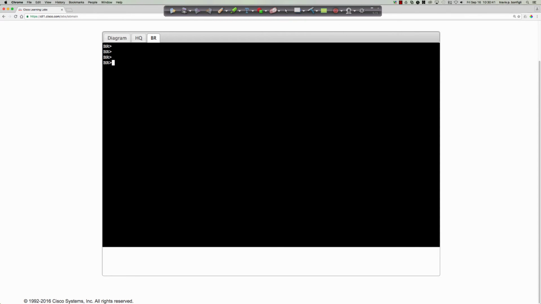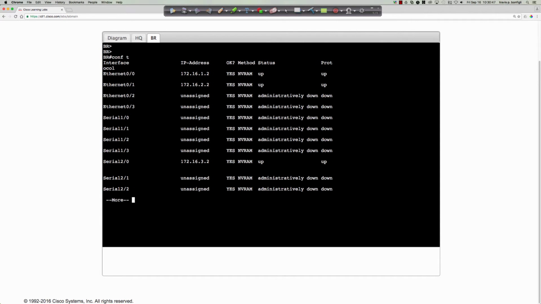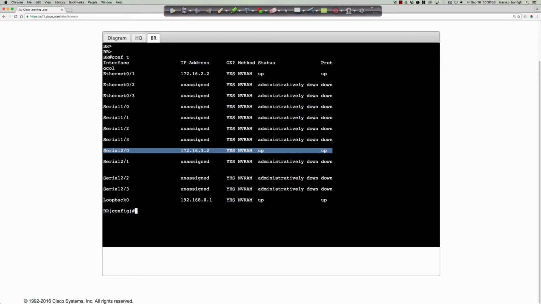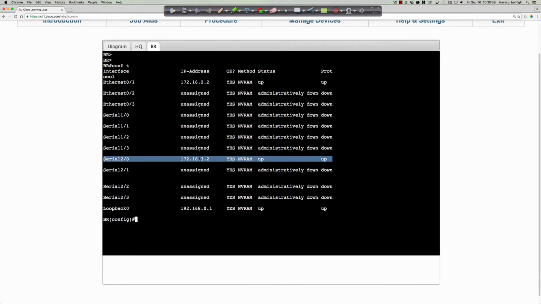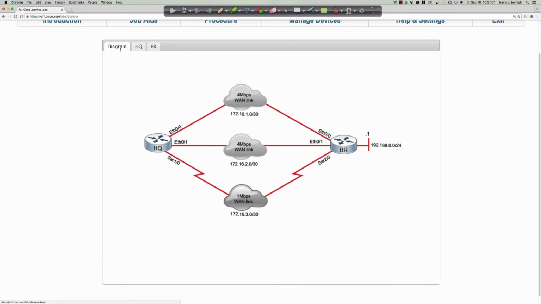from that table. So let's come onto the branch router and go into global config and do show IP interface brief. We can see we have all these interfaces here, and we're most interested in this one here, serial 20, because that is WAN link 3. And where is serial 10 there? Hold on one second here. Oh, Ethernet 0001. Sorry. I thought these were all serials.